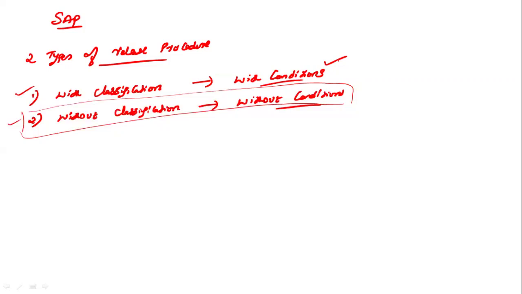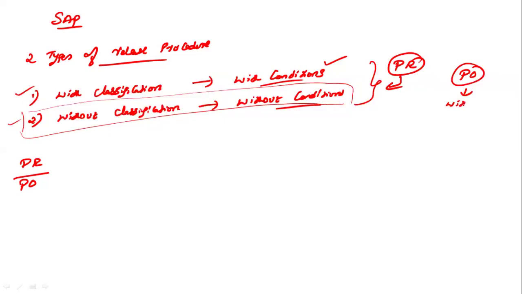Okay. These are the two types of release procedure. And then you have two levels of approvals, in PR or PO. One more thing I forgot to mention: this with classification and without classification is applicable only for PR. For PO, it is always with classification.